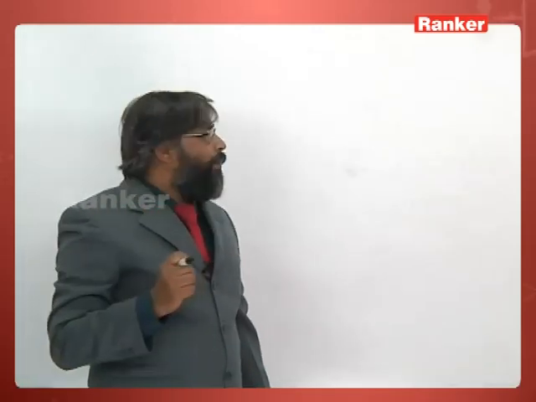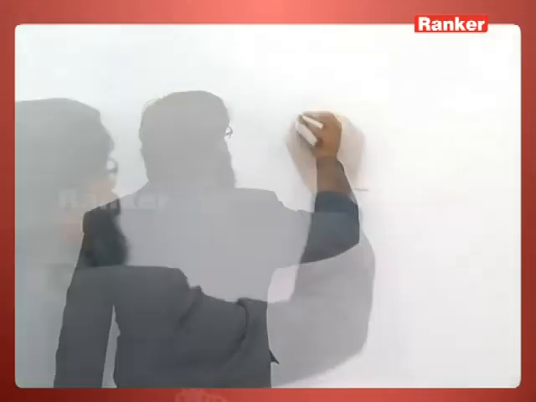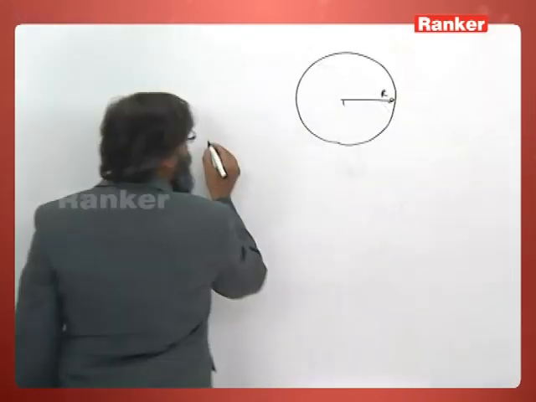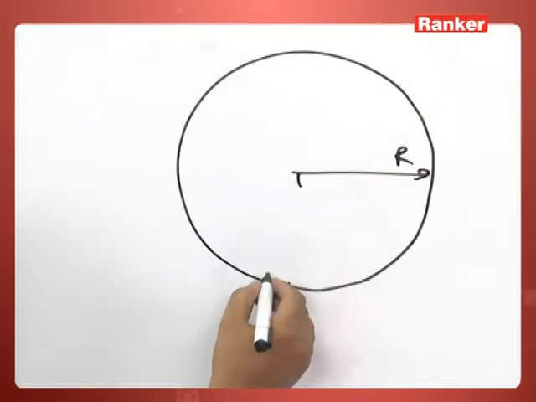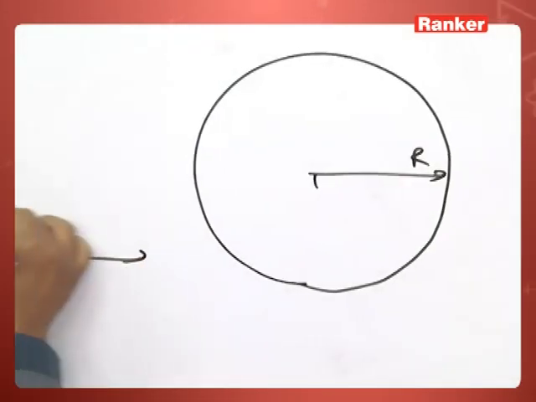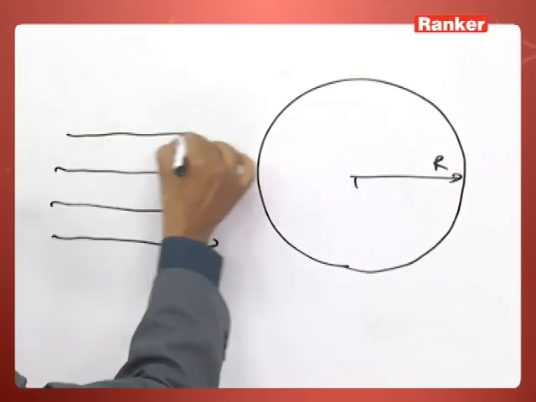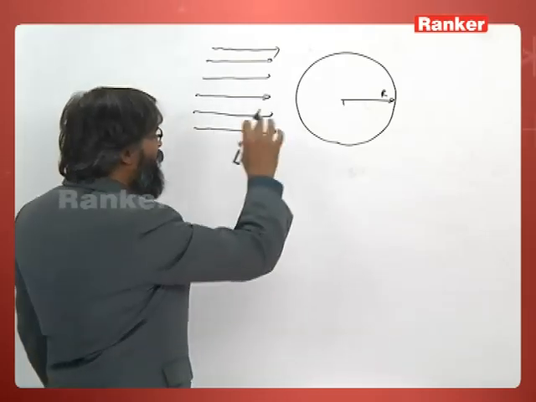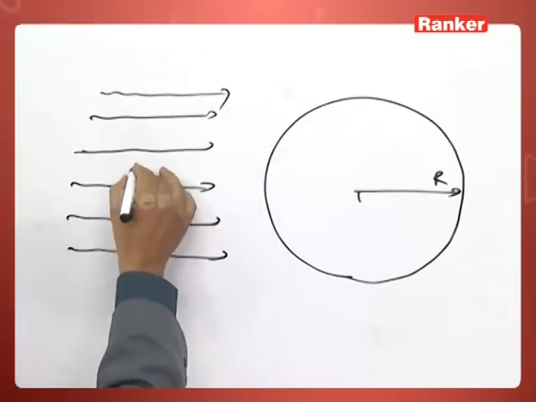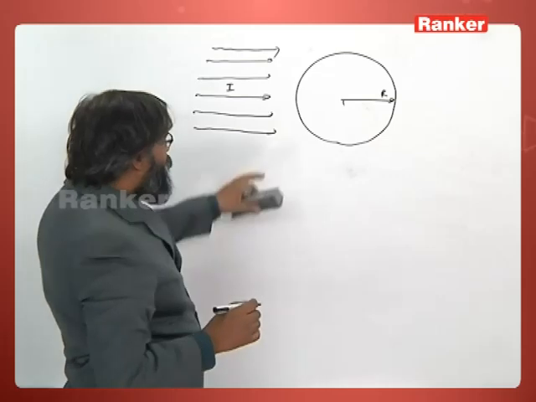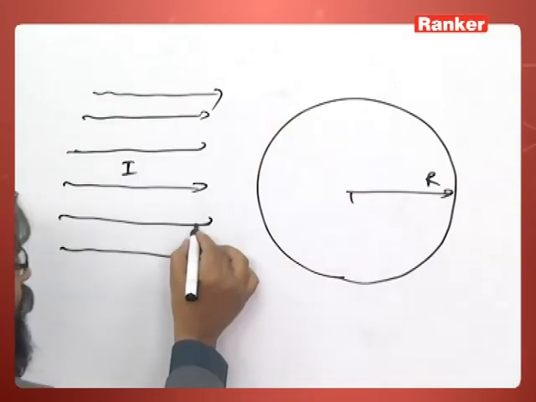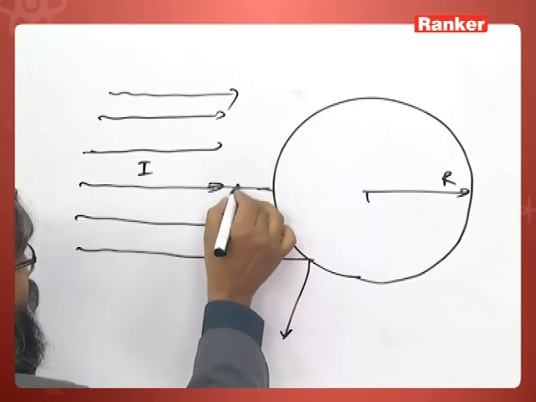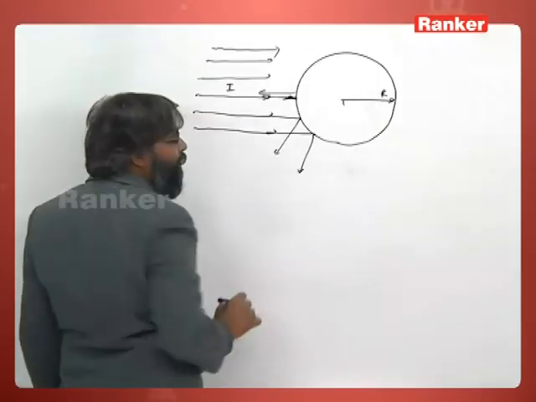Now let us take another problem where I have taken a sphere of radius r, and this is perfectly reflecting. So the whole sphere is silvered, and suppose I irradiate this, I have placed it in an electromagnetic wave of intensity I, and this is perfectly reflecting. So if light falls here, it is reflected along this direction. This is normal incidence, it will get normally reflected.